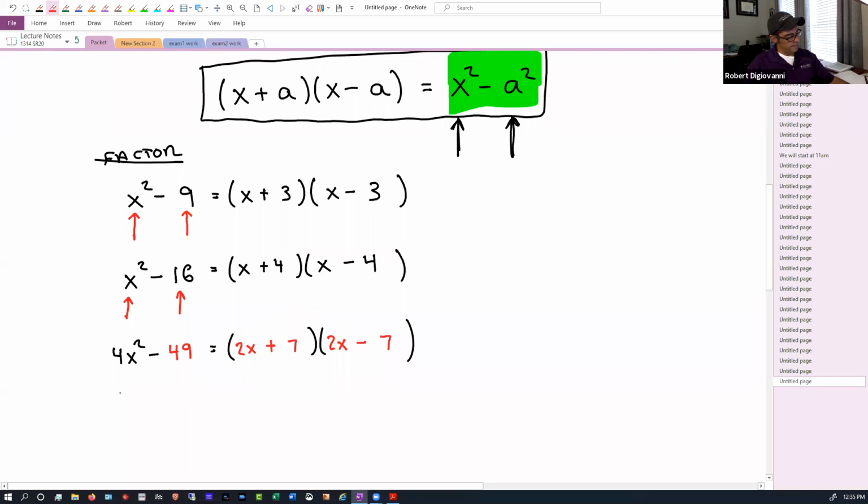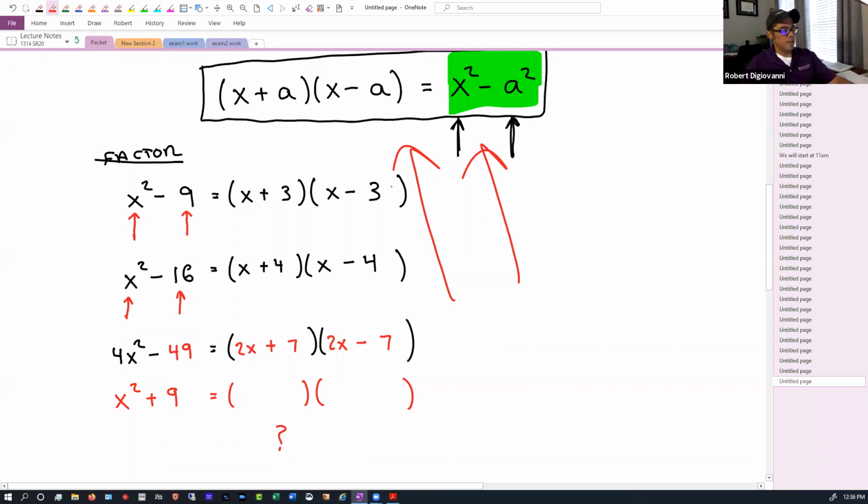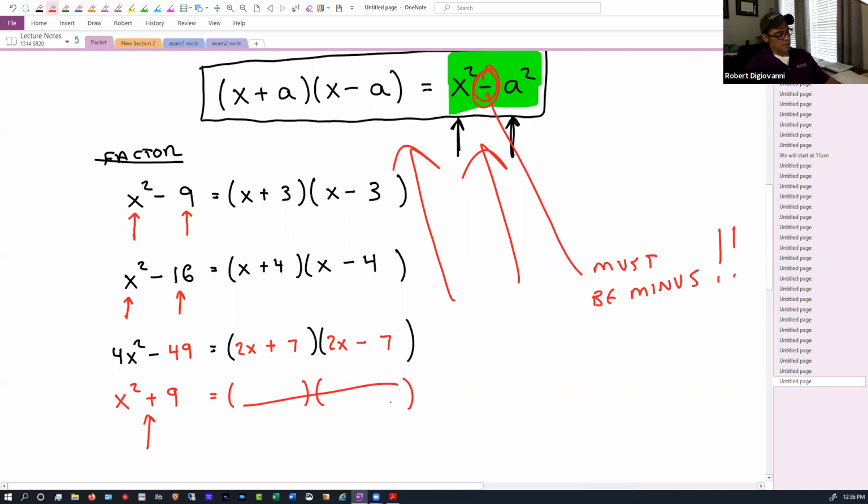What about this? X squared plus 9. Okay, it's a different problem. So the question is, can we use that formula? Can we use this up here? Well, the formula says we have to have a minus sign, right? Must be a minus sign. Do we have a minus sign between these two? X squared plus 9. We don't, right? And because we don't, the formula doesn't work. And so we would say that this is prime.